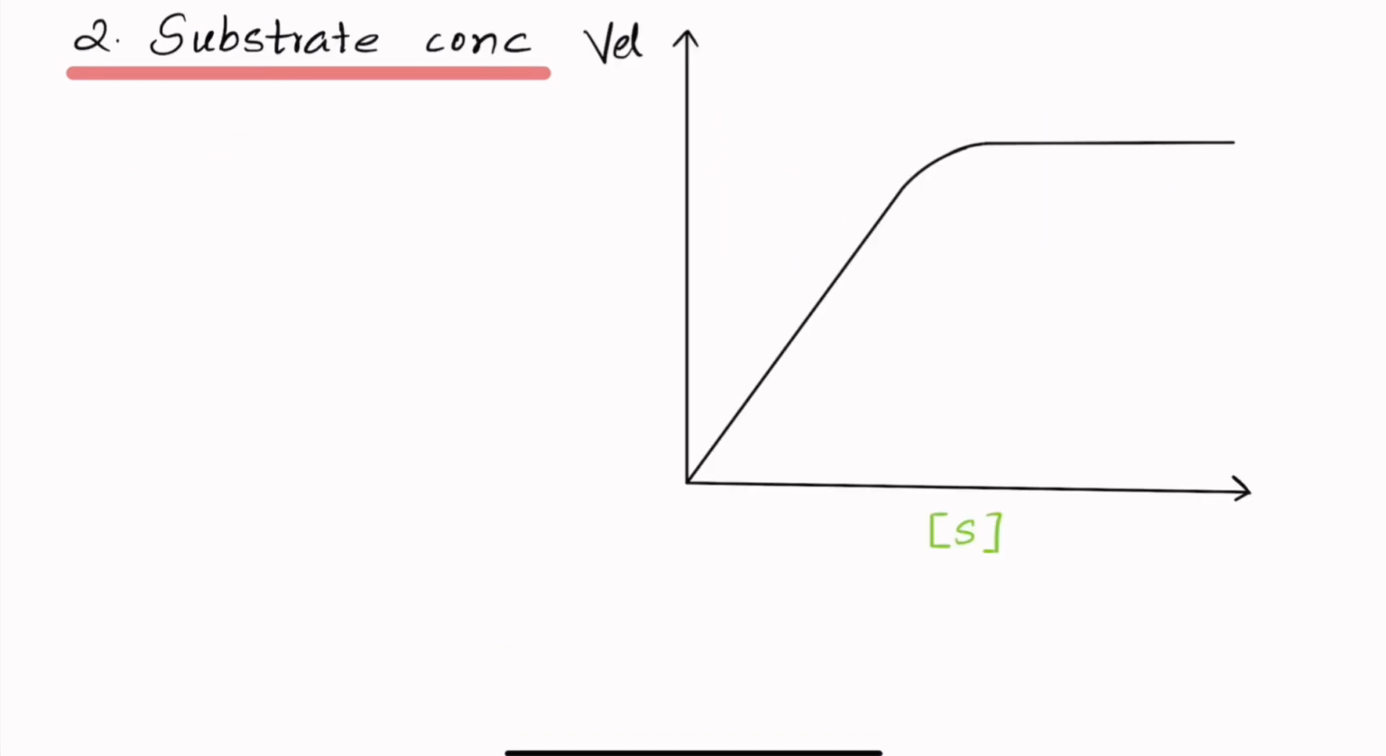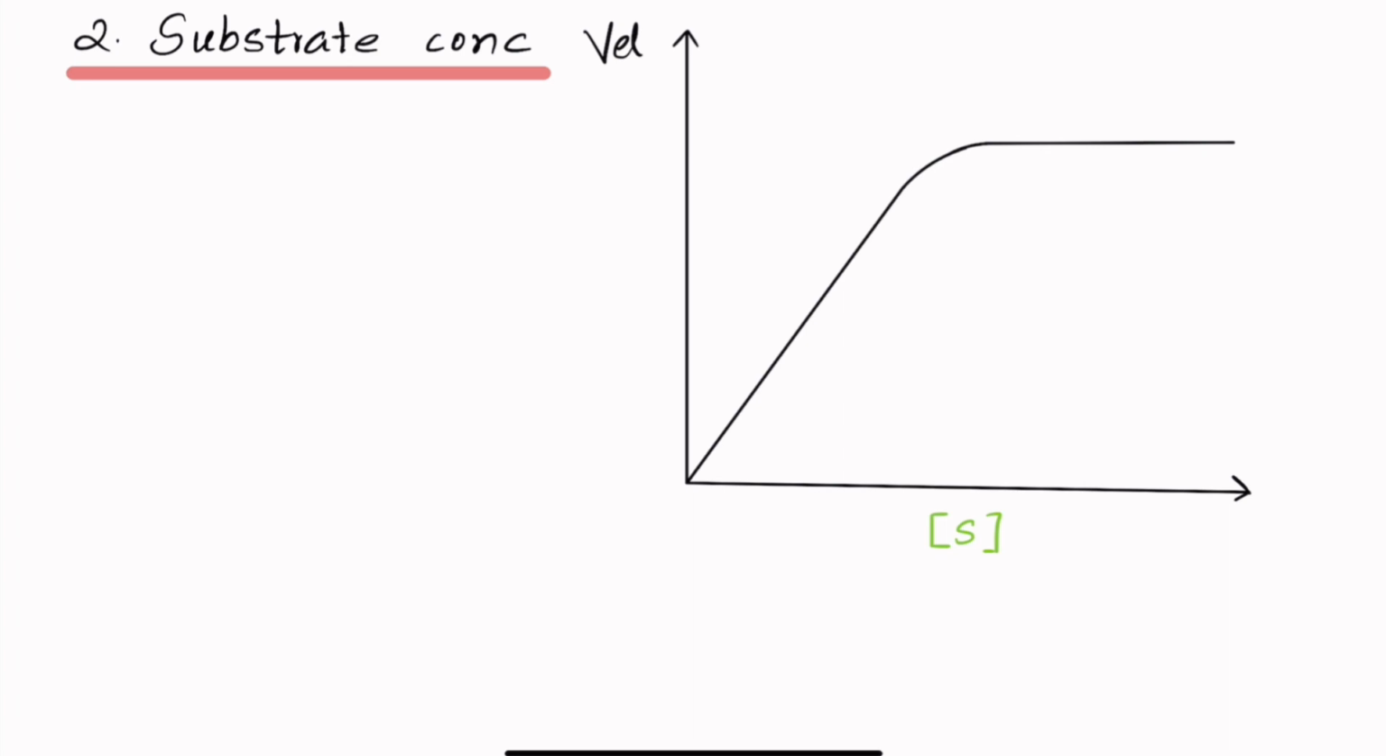The second factor affecting enzyme action is the concentration of the substrate. As the concentration of the substrate increases, the velocity of the reaction increases as well. However, this is true only initially, because later, even upon increasing the concentration of the substrate, the velocity comes out to be a constant. And here's the reason behind it.